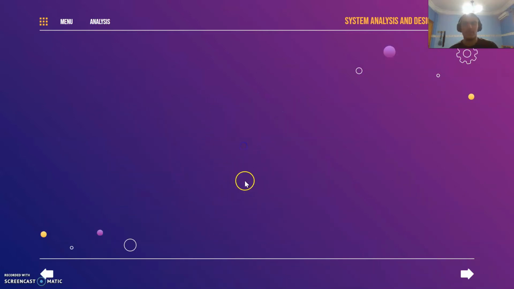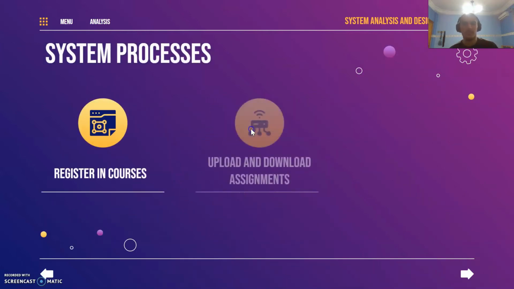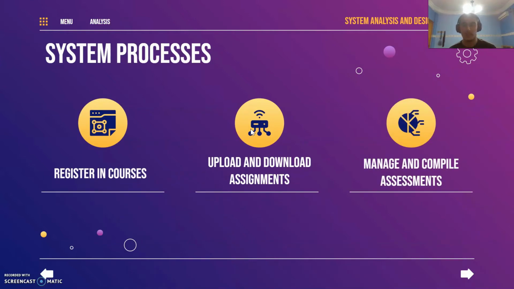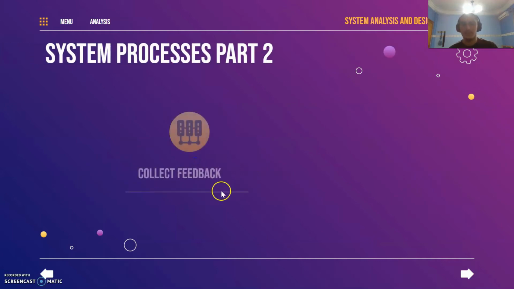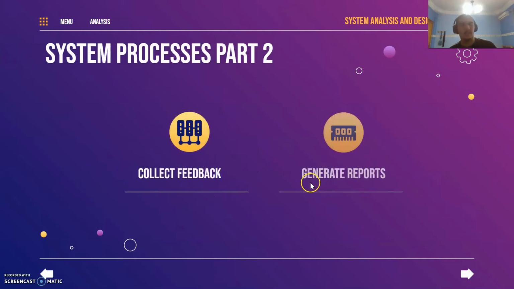Then we have our overall system. We have five modules or five processes in our system. Number one is registering courses. Number two is upload and download assessments or assignments. Number three is manage and compile assignments. Number four is collect feedback. Number five is generate reports.